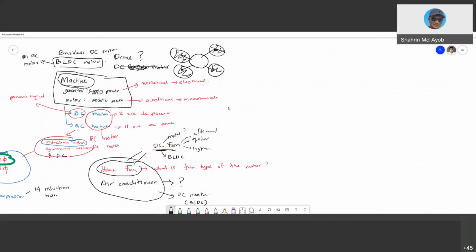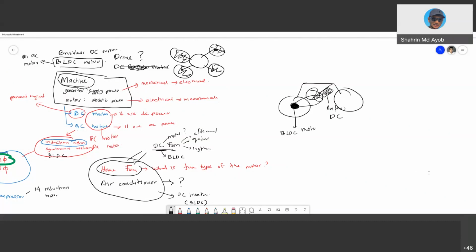Take the electric scooter or the electric bike, for example. You have a motor installed inside the rim, and it will actually run your bike. You have a battery installed here, and your battery is a DC supply, right? A DC battery, and the motor here is actually a BLDC motor.